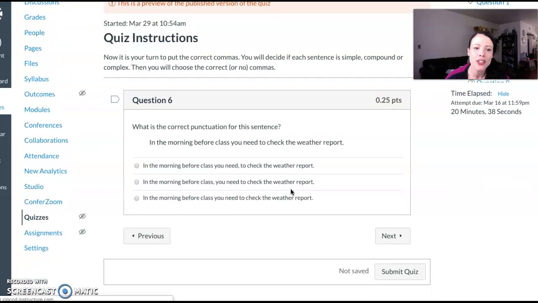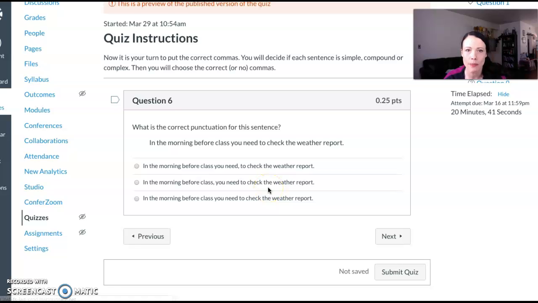There we go. So, what do we do when we have a prepositional phrase before our subject? We put a comma. So: In the morning before class, comma, you need to check the weather report.